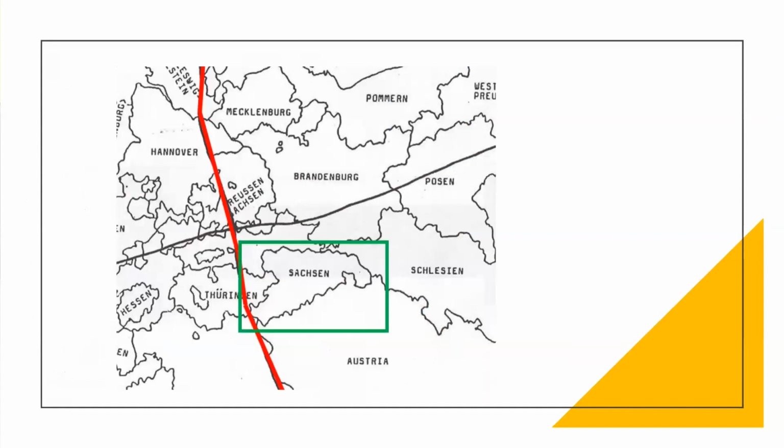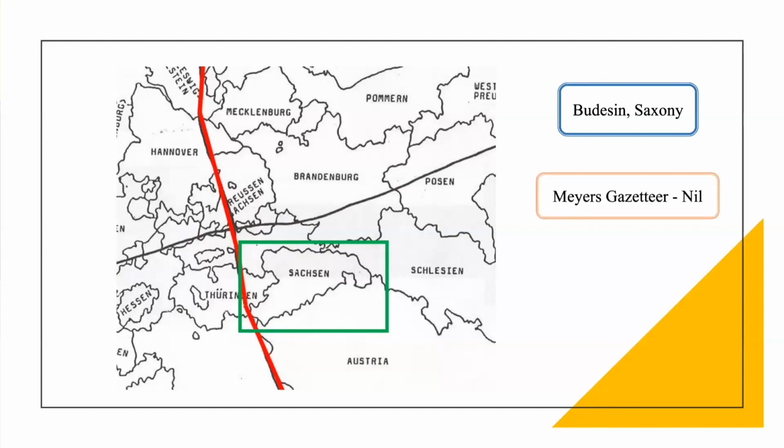A research problem became evident to me when a patron came to the Salt Lake Family Search Library wanting to find information on her ancestral town of Budesen in Saxony. In searching the Meyers Gazetteer, no town was listed by that name. The patron insisted that it was a very large city in eastern Saxony.